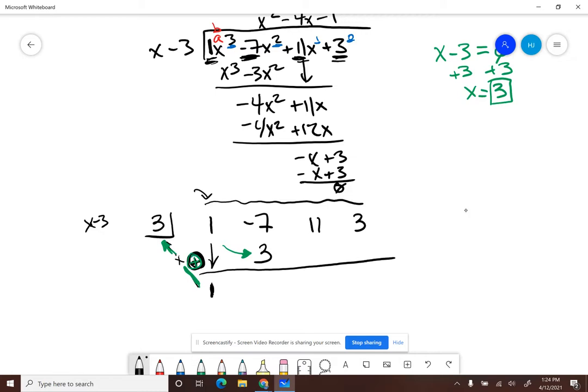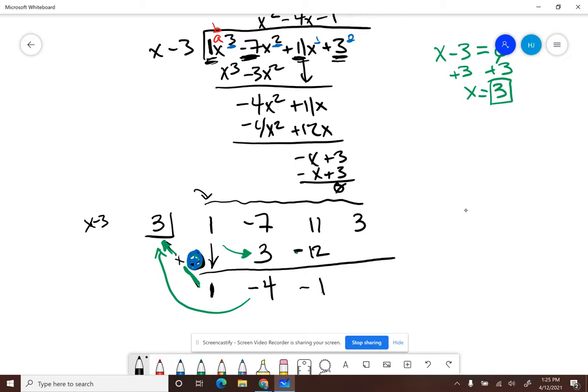So if I take negative 7 plus 3, I'm going to get negative 4. Now I'm going to take that number, negative 4, again, and I'm going to multiply it times the 3 that's in the box. So negative 4 times positive 3 is a negative 12. And again, I'm going to add. All right, maybe I need to make that a different color. I'm going to add. So then if I add negative 11 plus 12, I'm going to get a negative 1.